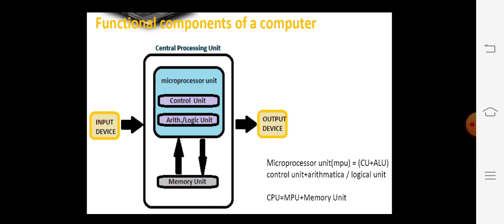Here the microprocessor unit, called the collection of control unit and arithmetic unit, is abbreviated as MPU, microprocessor unit. That is, it is a combination of arithmetic and logical unit and the control unit. Then what is meant by CPU? It is the combination of memory unit along with microprocessor unit.